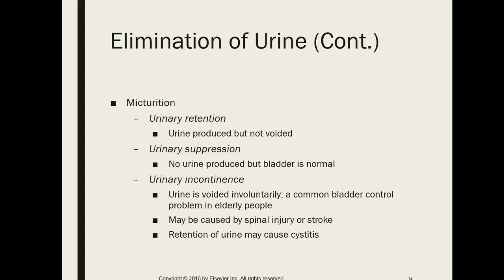Some issues that can occur with micturition are urinary retention, which is when urine is produced but not voided. That means that the kidneys are functioning properly, but there's an issue either with the bladder or the urethra. Urinary suppression means that no urine is produced, but the bladder is normal, so that might indicate an issue with the kidneys. And then urinary incontinence is when urine is voided involuntarily. This occurs commonly with elderly people.